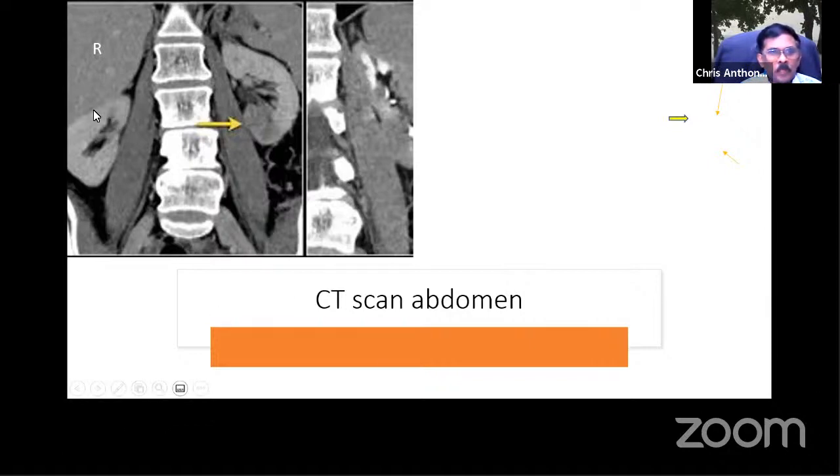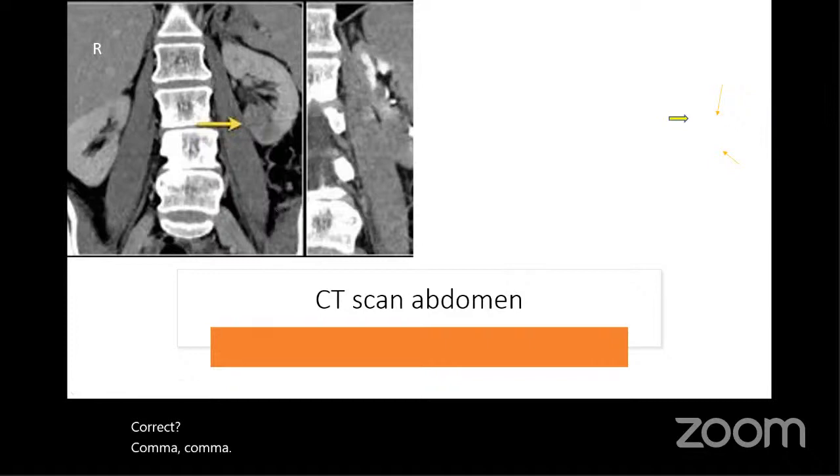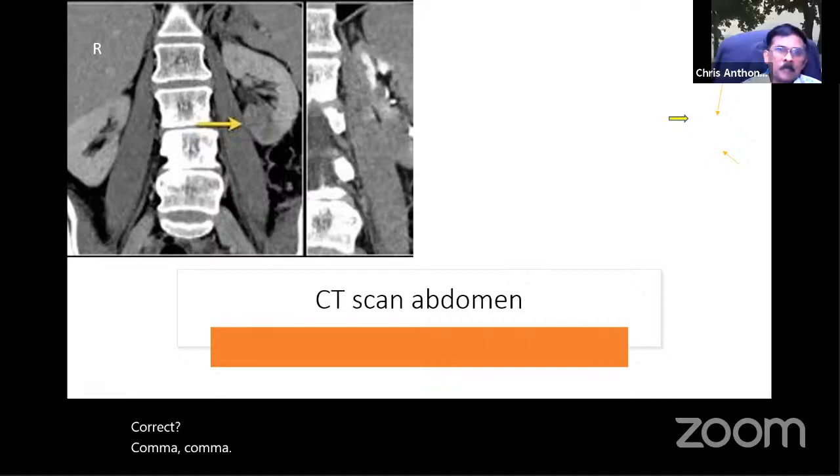See here, here there's a kidney. Okay, this is the right kidney. Looks quite normal. Okay. This is the left kidney. Do you think anything normal, abnormal? The left kidney lesion invades the psoas muscle.